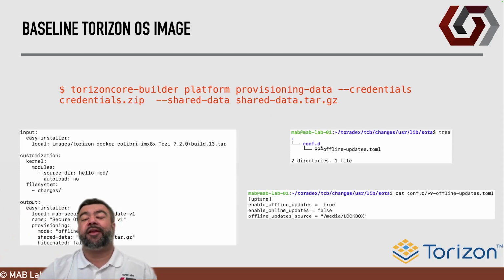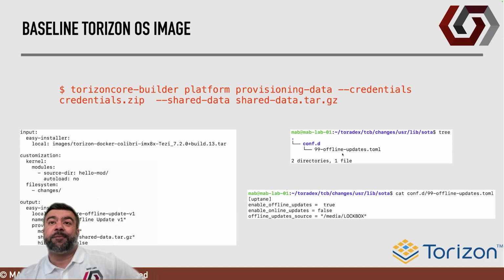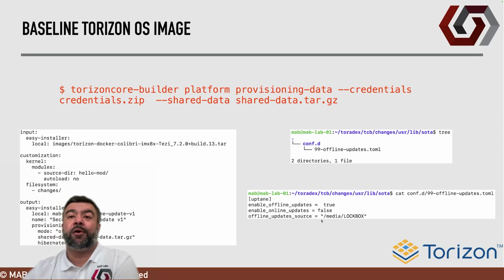The other important thing that we need to do is make sure that we enable support for offline updates. We can do that using a TOML file that's located under /usr/lib/sota/conf.d. All we're doing in this TOML file is saying we want to enable offline updates. We set that to true, and we disable online updates. And then we tell it where to look for any of the offline updates that are going to be present in our Lockbox. So I formatted my flash drive and I called a partition on it lockbox, so I'm guaranteed that this partition is going to exist.